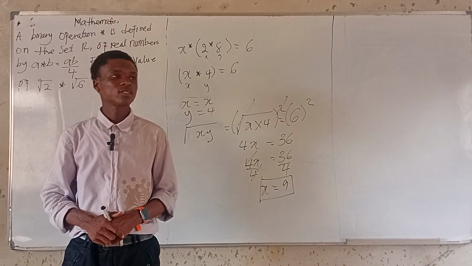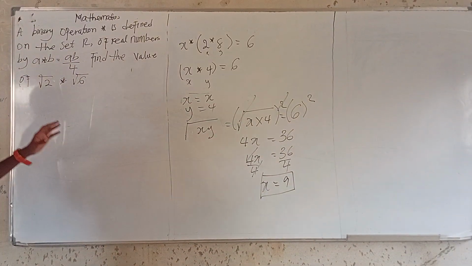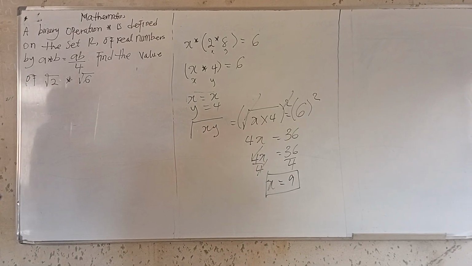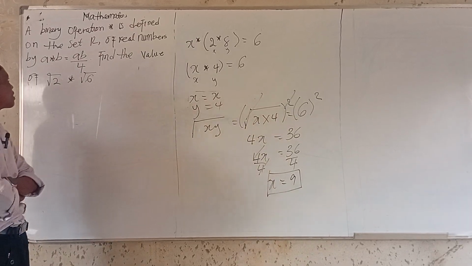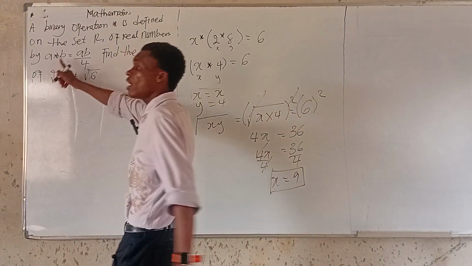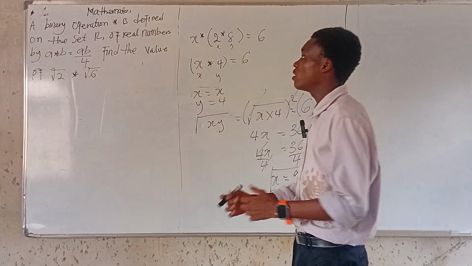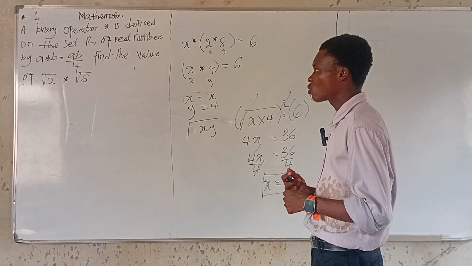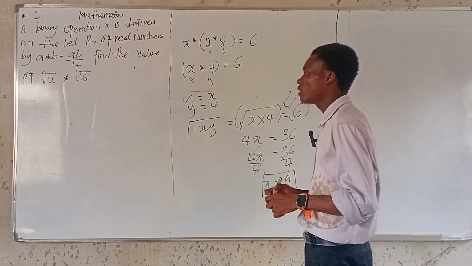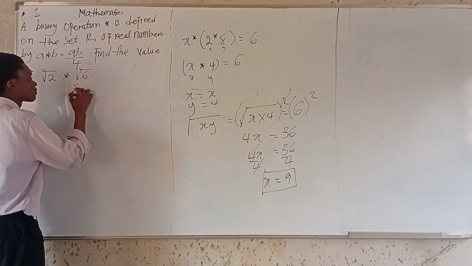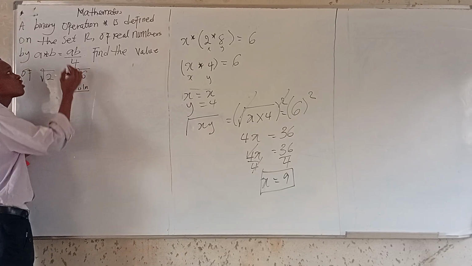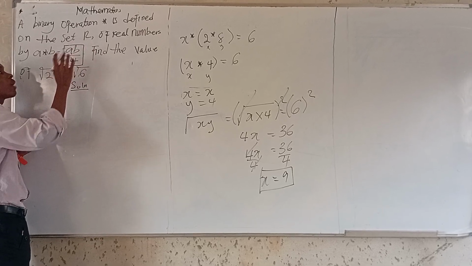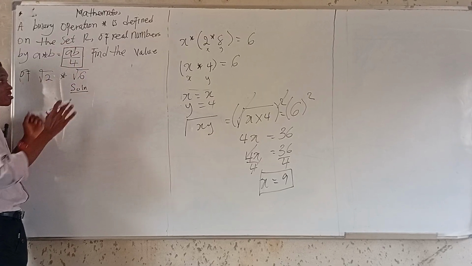All right, we have another problem on binary operation. A binary operation is defined on the set R of real numbers by a * b equals ab over 4. Find the value of the square root of 2 * the square root of 6. Now, how do we solve this problem? First thing you need to note is that you are given the formula that you use to solve it. This is the formula that we are using.